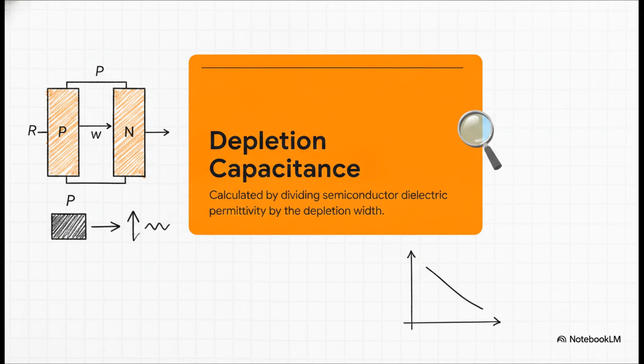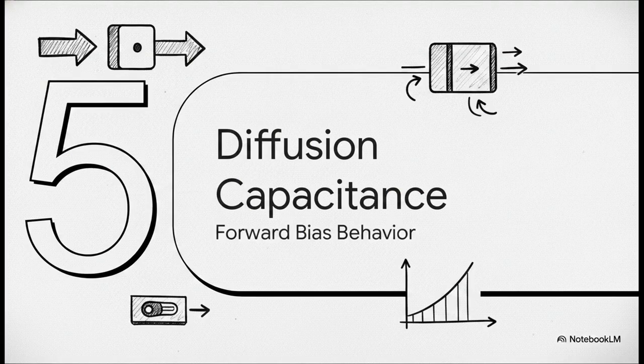Now, here's the real kicker. As you crank up that reverse voltage, the depletion width W gets even wider. And since W is on the bottom of our fraction, a higher reverse voltage actually means lower capacitance. It's a voltage-controlled capacitor. That's exactly how engineers designed varactor diodes for radio tuning circuits. Pretty amazing, right? All right, last piece of the puzzle, Section 5, diffusion capacitance during forward bias.